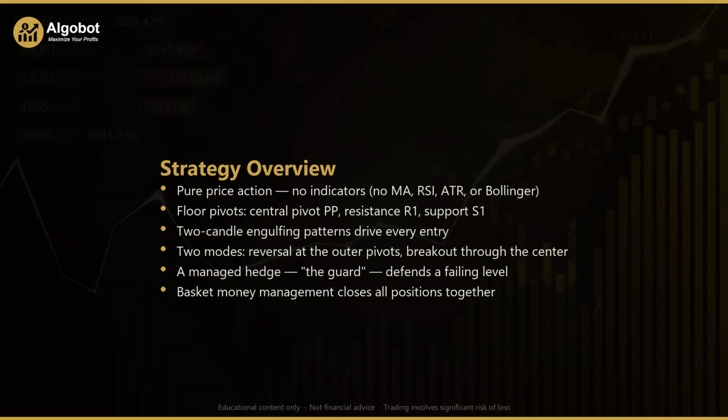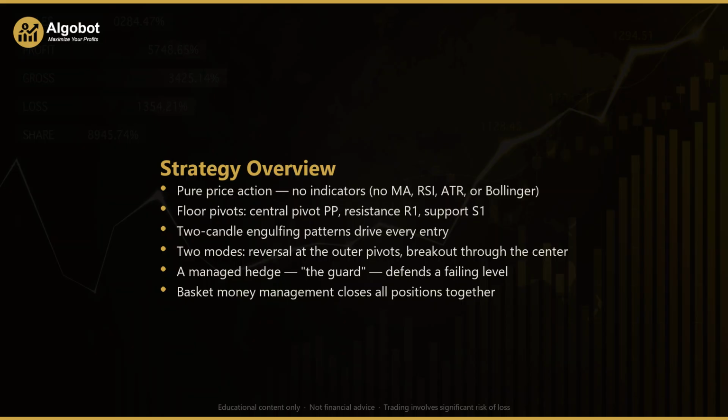Engulfing Pivot Guard is a pure price action system. That means it reads raw candles and structural levels only. There are no moving averages, no relative strength index, no average true range, and no Bollinger Bands anywhere in this logic. Everything is built from two simple ideas that traders have used for decades.